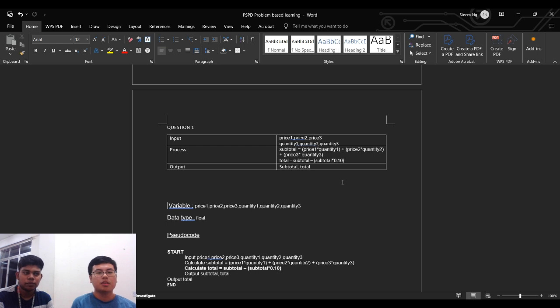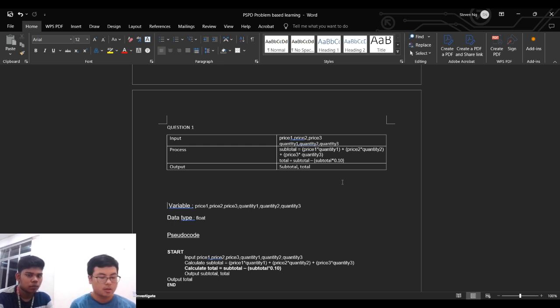Alright, so now for question 1. The question reads: you are required to create a program for a restaurant billing system. The system takes the price of three items and their respective quantities as input, processes this information to calculate the total bill, including tax, and then outputs the final bill amount, assuming a fixed sales tax of 10%.